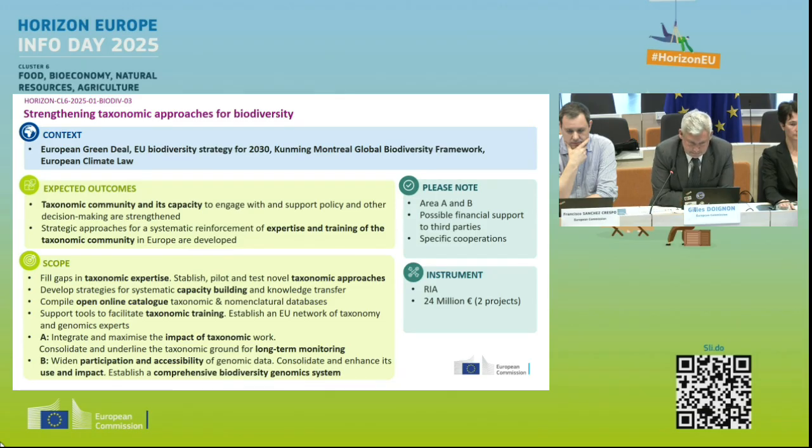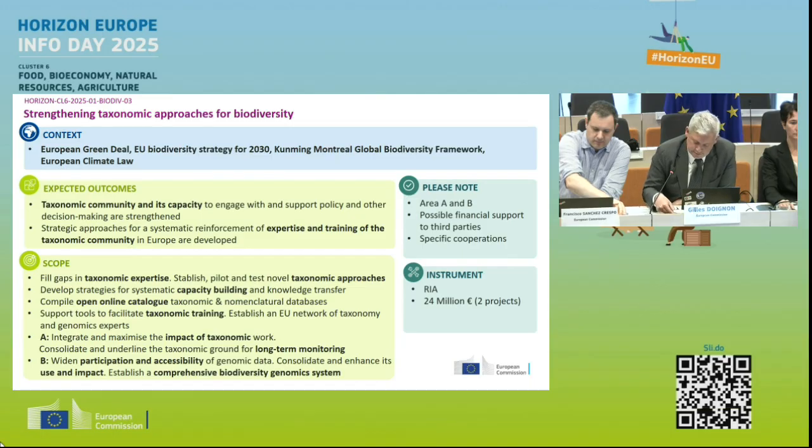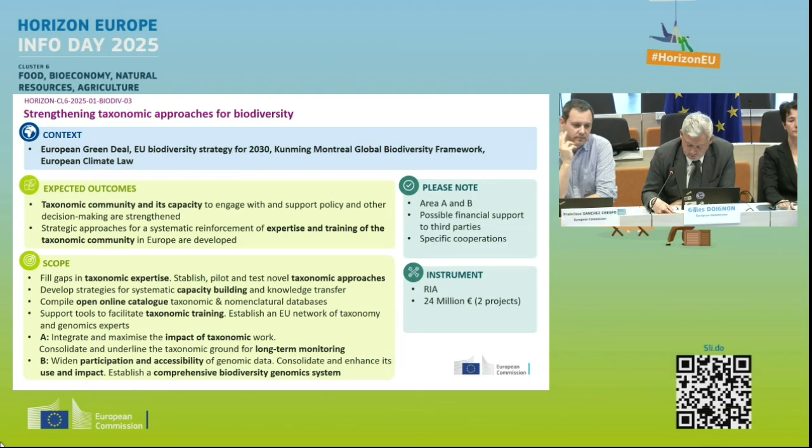So this is a RIA with a total budget of 24 million for two projects, meaning 12 million per project. We also know, based on the experience of Tetris and BGE, that financial support to third parties is really delivering. So this is why for both A and B, 30% of the money should go to these third-party grants, for a maximum of 60,000 euros, but this amount could be higher if duly justified.